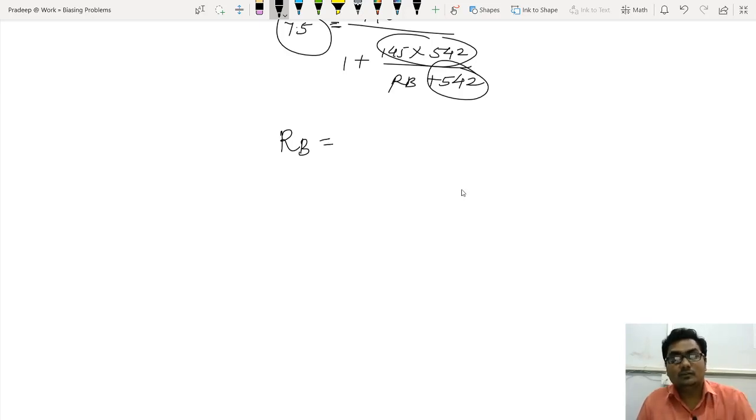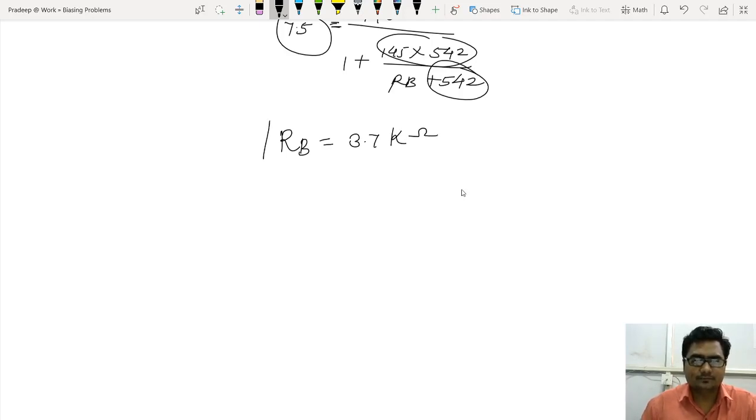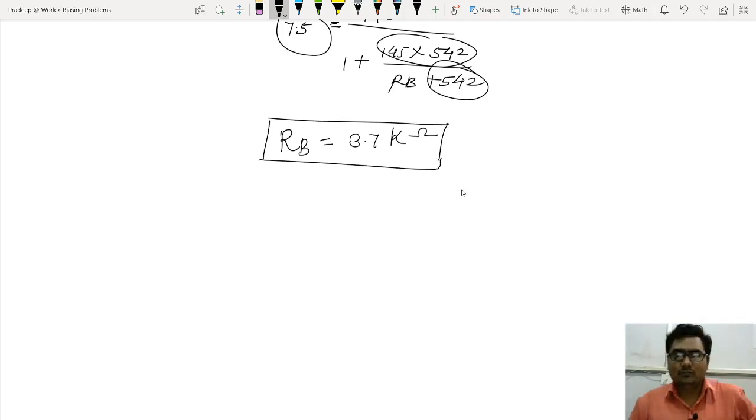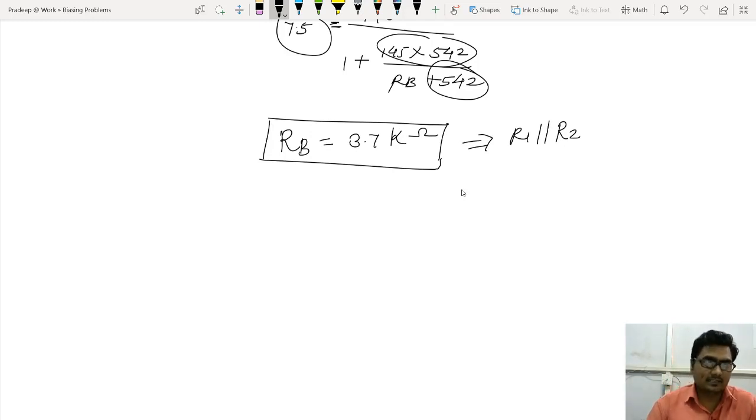So the value of Rb, if you follow the same process, you will get 3.7 kilo ohm, 3.7 K. What is this actually? It is R1 in parallel with R2. This Rb is 3.7 K, which is nothing but R1 in parallel with R2. In your calculation, you will get 3.723, 3.69 or something. Roughly, I am writing 3.7 K. This is the rough value that I need to calculate.